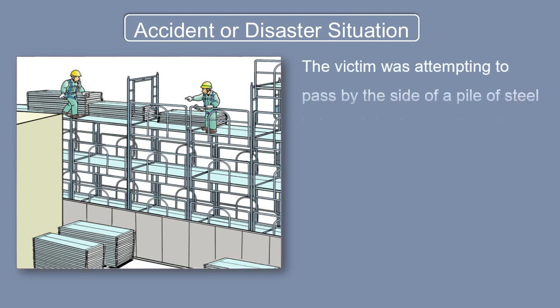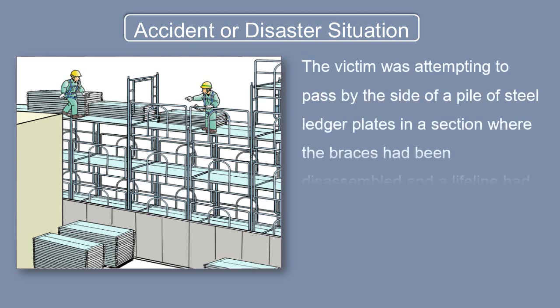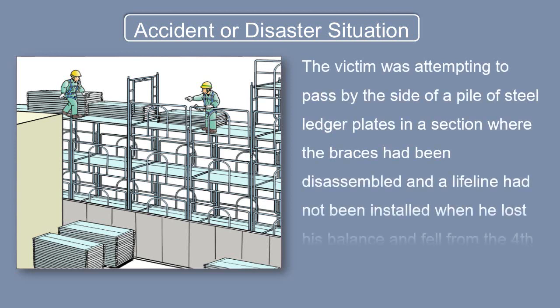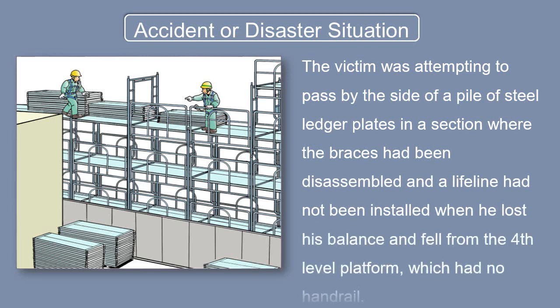The victim was attempting to pass by the side of a pile of steel ledger plates in a section where the braces had been disassembled and a lifeline had not been installed when he lost his balance and fell from the fourth level platform, which had no handrail.